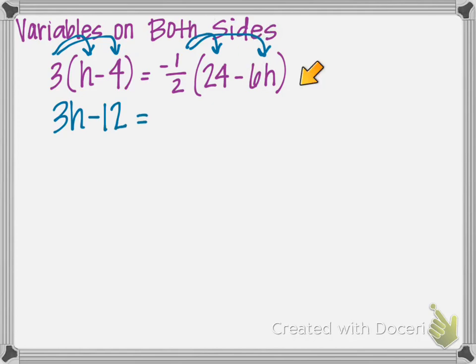If I distribute the 1/2, negative times positive is negative, and half of 24 is 12. Negative times negative is positive, and half of 6 is 3. Now I need to get the variables on the same side, so I'm going to move the 3h.